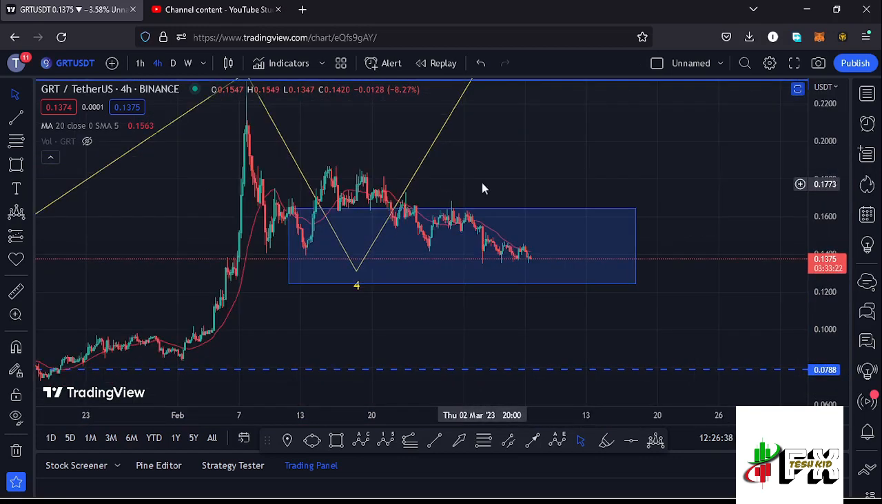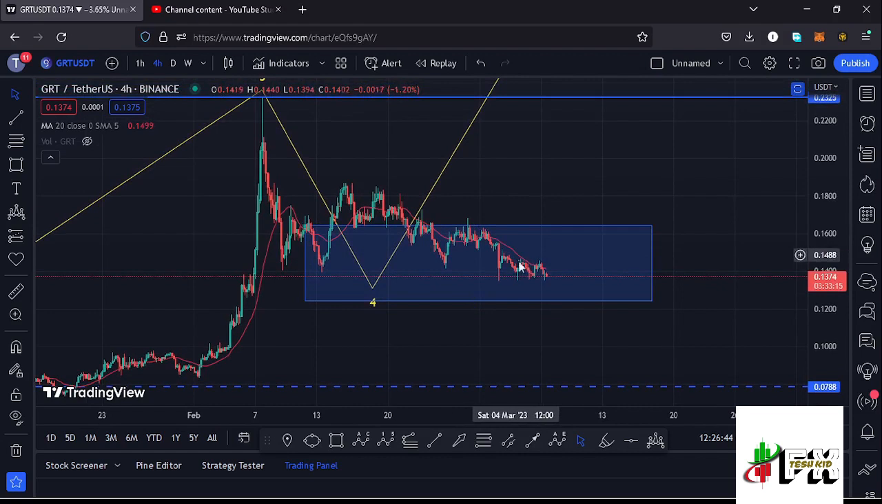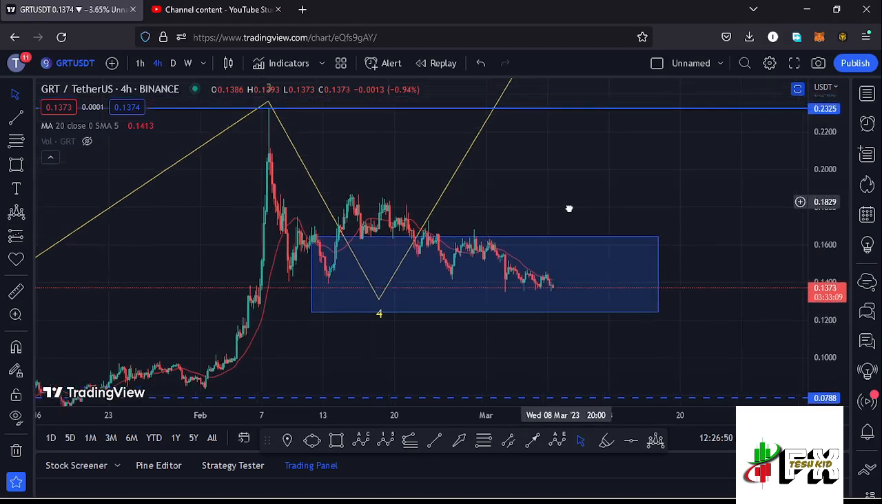And since we are holding below the 20-day MA here on the 4-hour chart, which is now acting as resistance, then there are chances that we might continue seeing the breakdown to the lower side and fully maximize this target area at the fib level 0.618 in the formation of this wave 4.